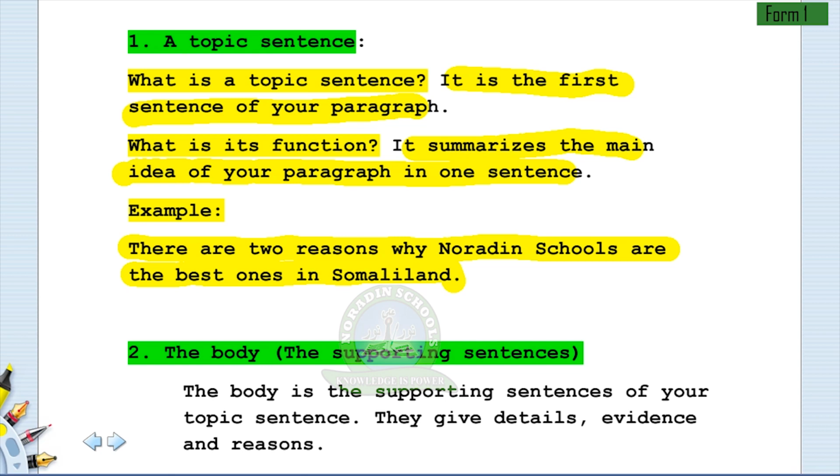Now let us move to the second part of a paragraph. It's called the body. What is the body? What function does it do in a paragraph? The body usually is the supporting sentences that support your main idea. The body is the supporting sentences of your topic sentence.